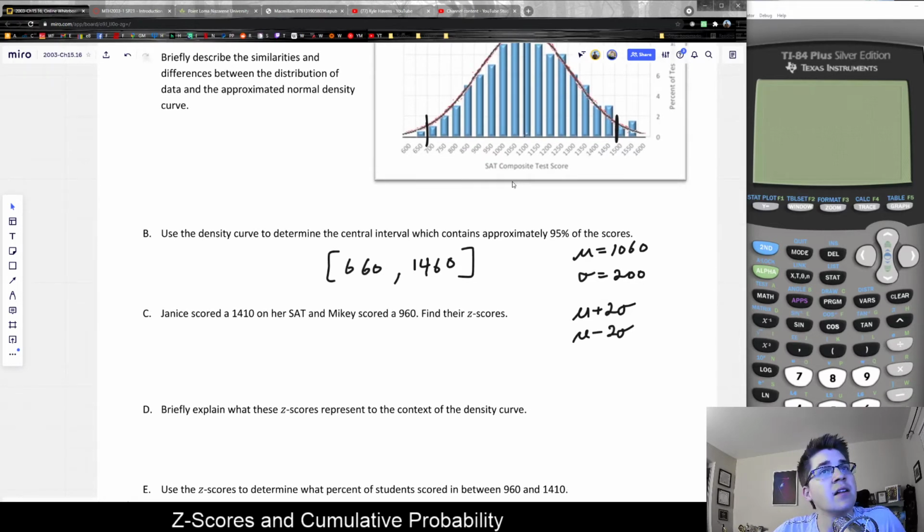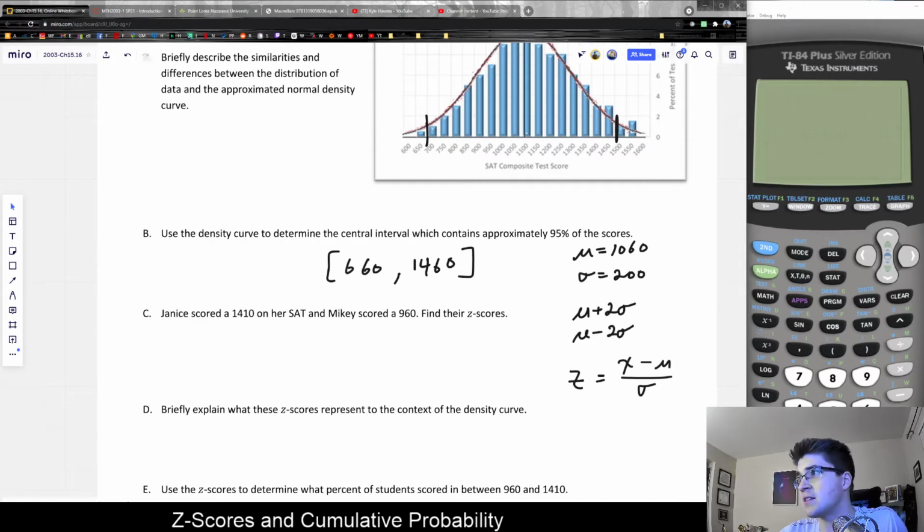So the next question asks us, Janice scored a 1410 on her SAT. Mikey scored a 960. Find their z-score. So remember that z-scores can always be calculated by using the formula x minus mu divided by sigma. And we know all of these components.